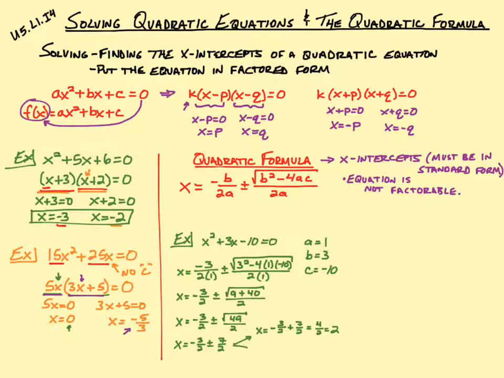And when we do the minus piece, we get negative 3 over 2 minus 7 over 2. So that's going to be negative 10 over 2, or a negative 5. So these two should be our x-intercepts.